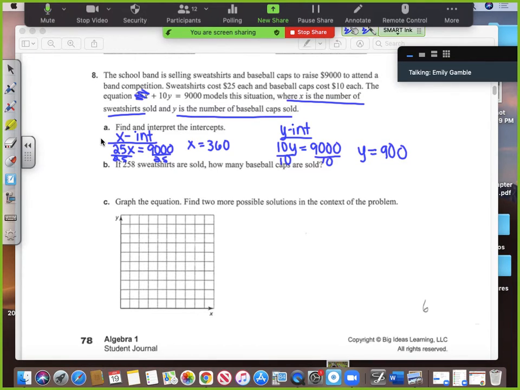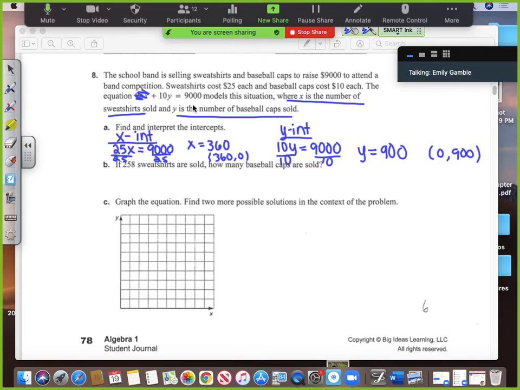So if we're looking at these numbers here, the x-intercept is 360, which means that this crosses the x-axis at (360, 0). The y-intercept is 900, meaning that it crosses the y-axis at (0, 900). Interpreting the intercepts really means take these numbers and relate them to the word problem. The word problem is about selling sweatshirts and baseball caps. This ordered pair, which is the number of sweatshirts versus the number of baseball caps, means that you can sell 360 sweatshirts and no baseball caps, and it equals exactly 9,000.